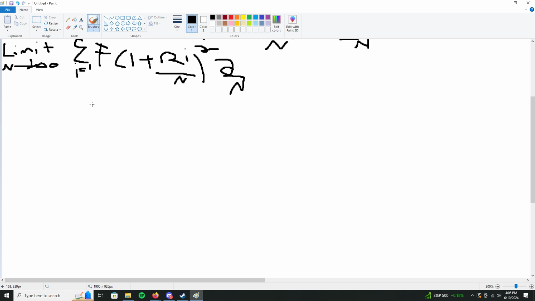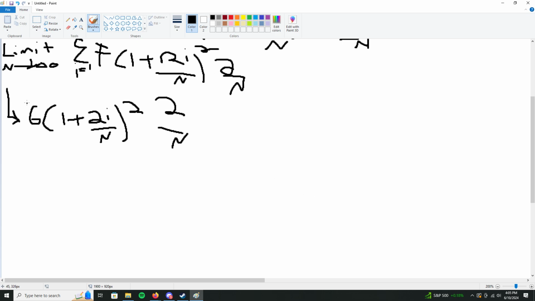So we plug this into the original equation. Continuing right here, you bring the 6 out front: 1 plus 2i over n, squared, times 2 over n. You can multiply this real quick, and that just becomes 12 over n times the quantity 1 plus 2i over n, squared.